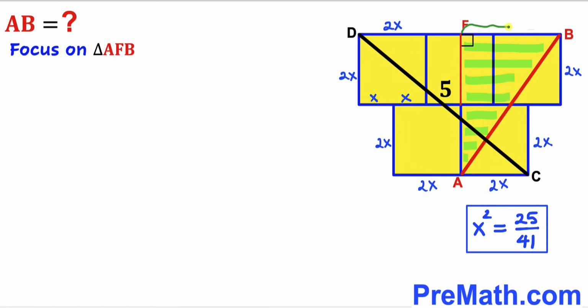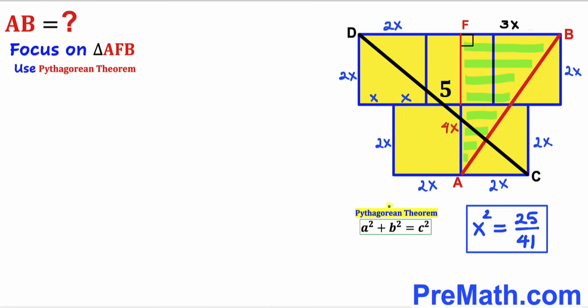We can see that this side FB is going to be x plus 2x, which makes it 3 times x. And likewise, this side AF has got to be 2x plus 2x, which makes it 4 times x. And now our task is to calculate this length AB. So we are going to apply the Pythagorean theorem on this triangle as well. And here's our Pythagorean theorem once again, a square plus b square equal to c square. And in our case, our two legs are 3x and 4x, whereas our hypotenuse is this AB.